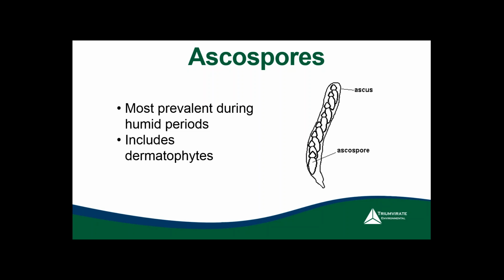Ascospores also include dermatophytes. If you look at the etymology of the word dermatophyte, it literally means skin eaters. So definitely going to be bad news. These attack skin and keratin-based structures like hair and nails, and they can produce a variety of skin and hair infections, that kind of stuff. So definitely want to keep an eye out if you think that Ascospores might be present in your building for signs like skin infections, etc.